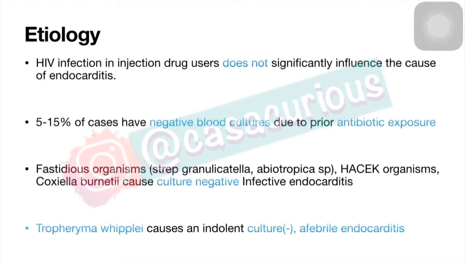Harrison says that HIV infection in injection drug users does not significantly influence the cause of endocarditis. About 5 to 15% of endocarditis cases are culture negative due to prior antibiotic exposure. The remainder of culture-negative cases represent infection by fastidious organisms such as the nutritionally variant bacteria, Granulicatella and Abiotrophia species, the HACEK organisms, Coxiella burnetii, and Brucella species. Tropheryma whipplei causes indolent culture-negative afebrile endocarditis.